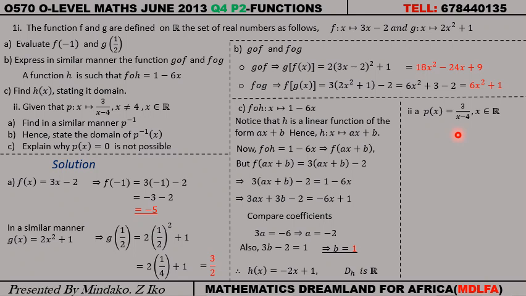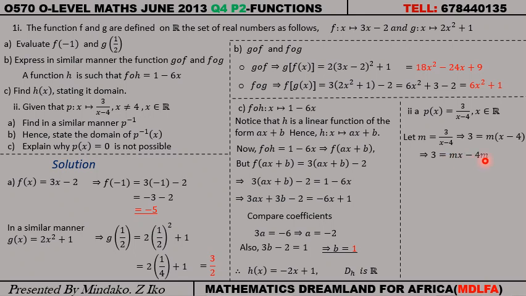Now if you are asked to find the inverse of a function, we are just going to assign a variable to be equal to that function. So if we let m equal 3 divided by x minus 4, it means that if I cross multiply, I'm going to have 3 being equal to m multiplied by x minus 4. Then I can multiply through by m, so I'm going to have 3 being equal to mx minus 4m.